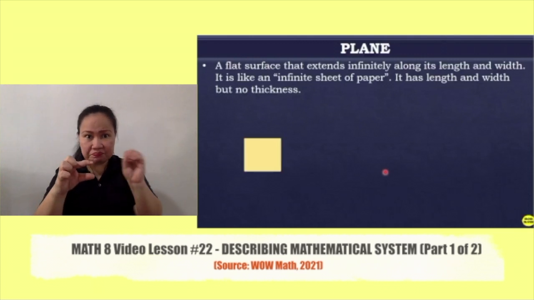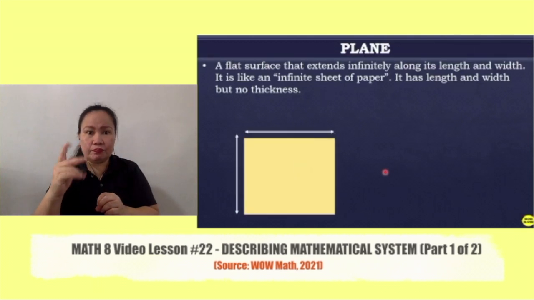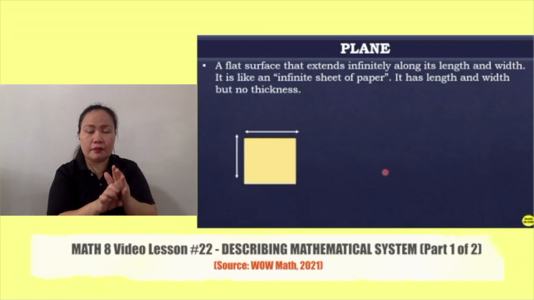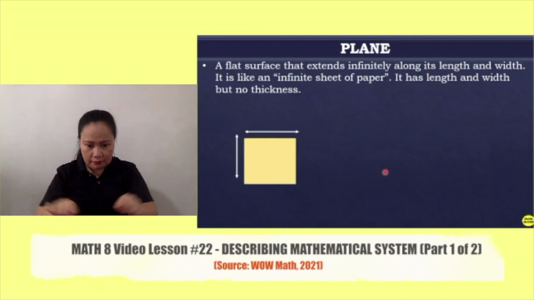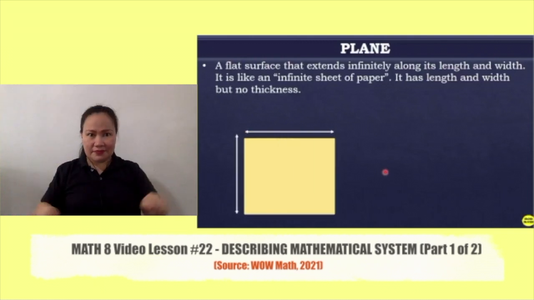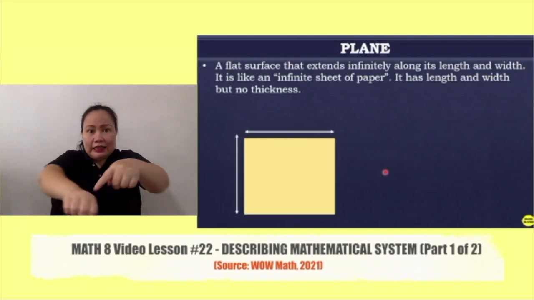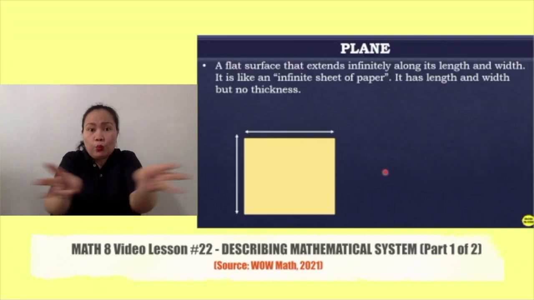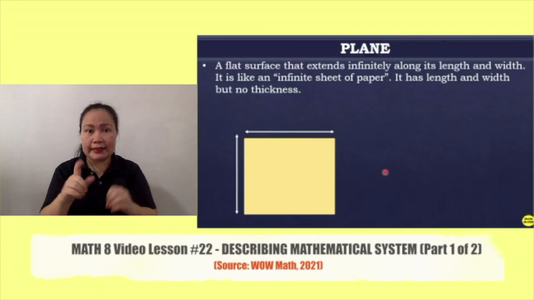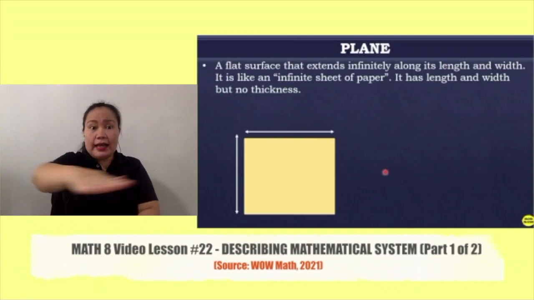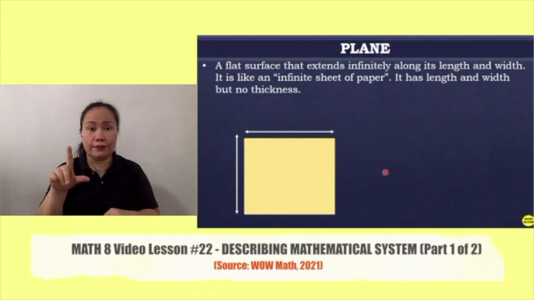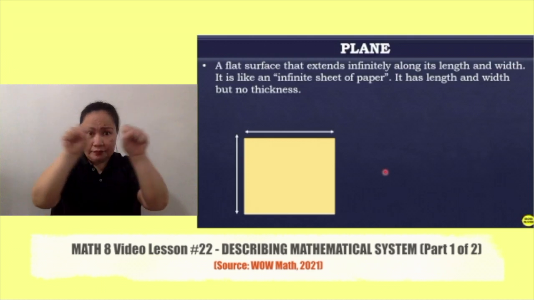So, let's say this is your plane. Nag-e-extend po yan. Okay? So, it is like a sheet of paper. Ayan po. Okay, so from here, nag-extend po yung length at width pag sinabi nating plane. Pero, wala siyang thickness. Okay? Pag sinabi kasi nating plane, flat surface yan. Halimbawa, square, rectangle. Kapag ang square, kailan ba ang square hindi nagiging plane?